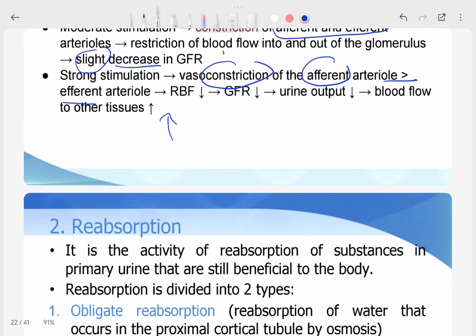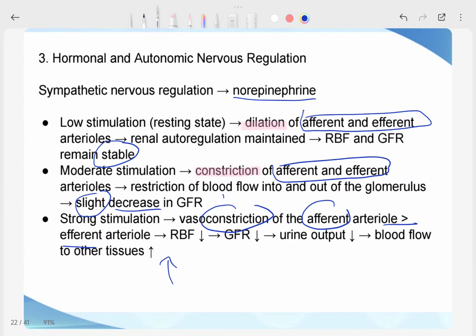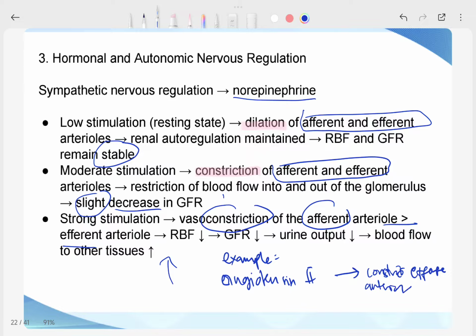For the hormone, an example is angiotensin 2. Angiotensin 2 usually constricts the efferent arteriole. The efferent is the one after the glomerulus. So the GFR increases to maintain the filtration pressure.